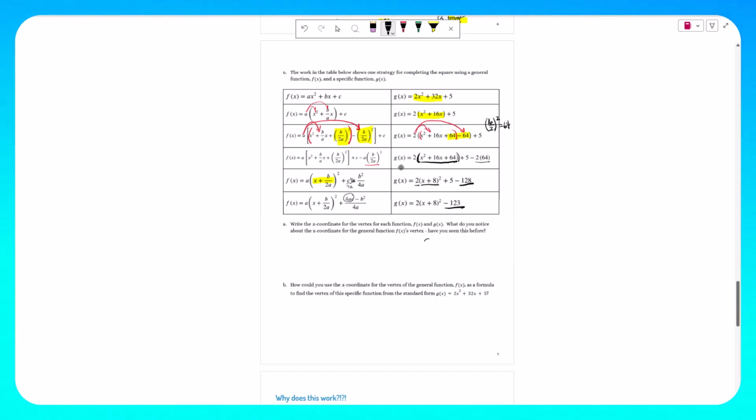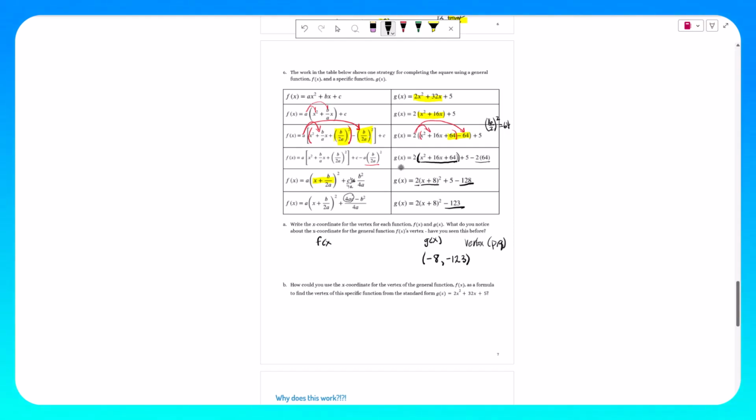Okay, well, let's start with g of x because we know that. For g of x, if we want to find the vertex, remember, it is P, Q. Well, our P in this case is -8. Remember, it's opposite the sign we see. And the Q is -23. But what about on this side?